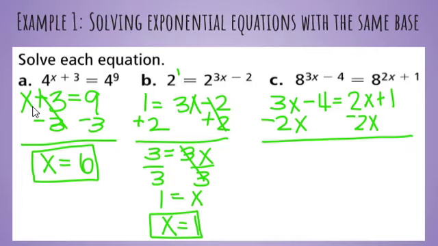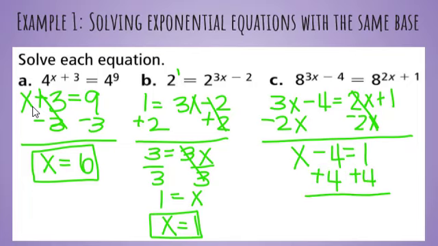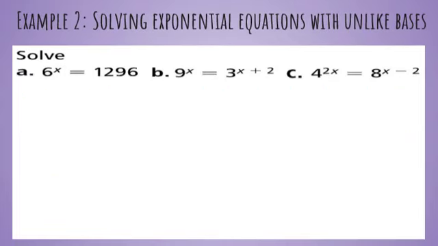So 3x minus 2x is 1x, or just x. I'm going to bring down the minus 4. My 2x's cancel, and then I bring down my 1. Now I'm going to add the 4 over on both sides. So we have x, these 4's cancel, equals 1 plus 4 gives us 5. So x equals 5 is our answer for this one.